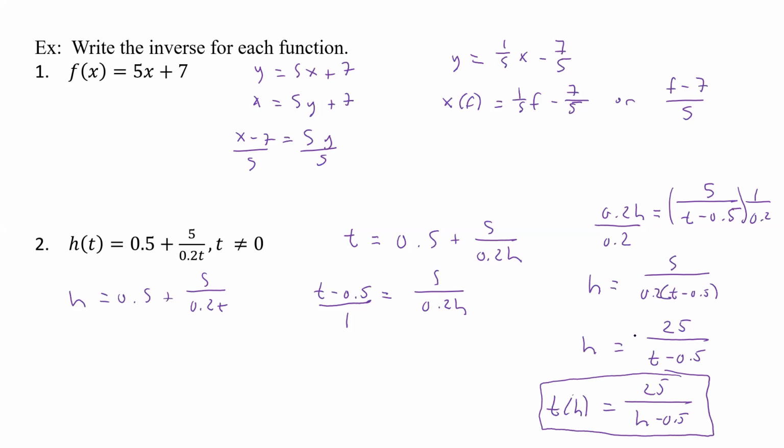Okay, and again, you could use the 25 over h minus 0.5, or you could use the 5 over 0.2 h minus 0.1. That part doesn't matter, but make sure your function names and letters are the correct way.